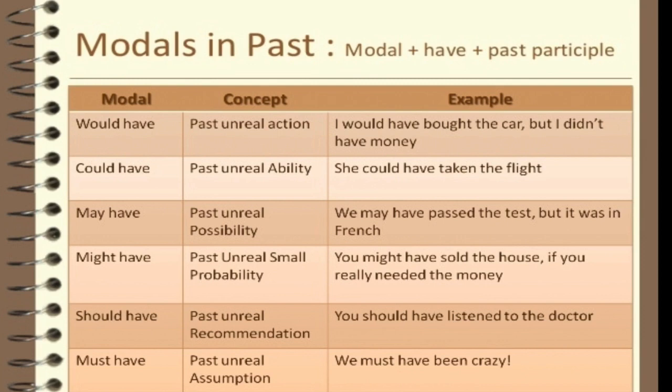We may have passed the test but it was in French. An unreal possibility, right? Might have shows a past unreal small probability. You might have sold the house if you really needed the money. Should have, we use for past unreal recommendation. You should have listened to the doctor. And must have shows past unreal assumption. We must have been crazy. So in this way we use the modal verbs.